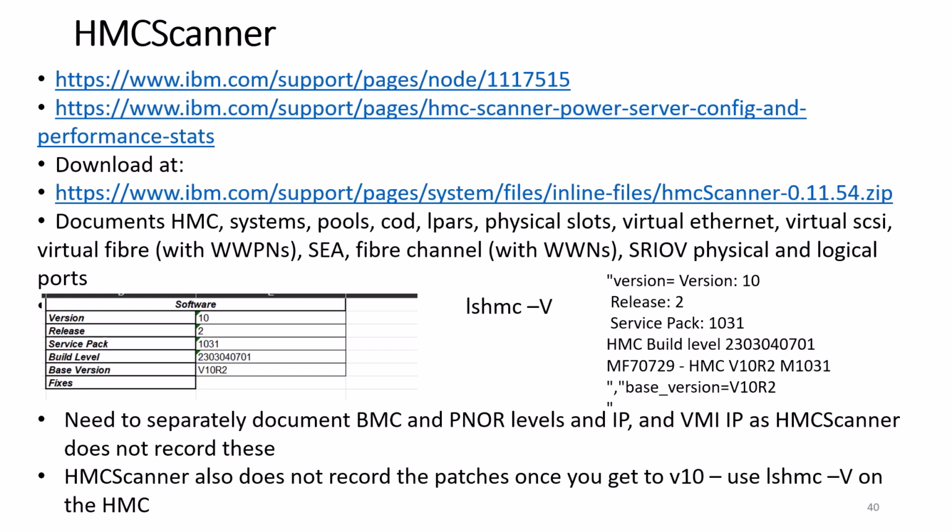I also noticed that since version 10, when I run the HMC scanner, you notice under fixes here, it's actually blank. It used to actually put all the fixes there. So that's why the LSHMC-V is actually useful, because as you can see here, it's telling me I'm on version 10.2.1031 with patch 70729 applied. But the piece to the left, which is from the HMC scanner, does not show that that patch is on.